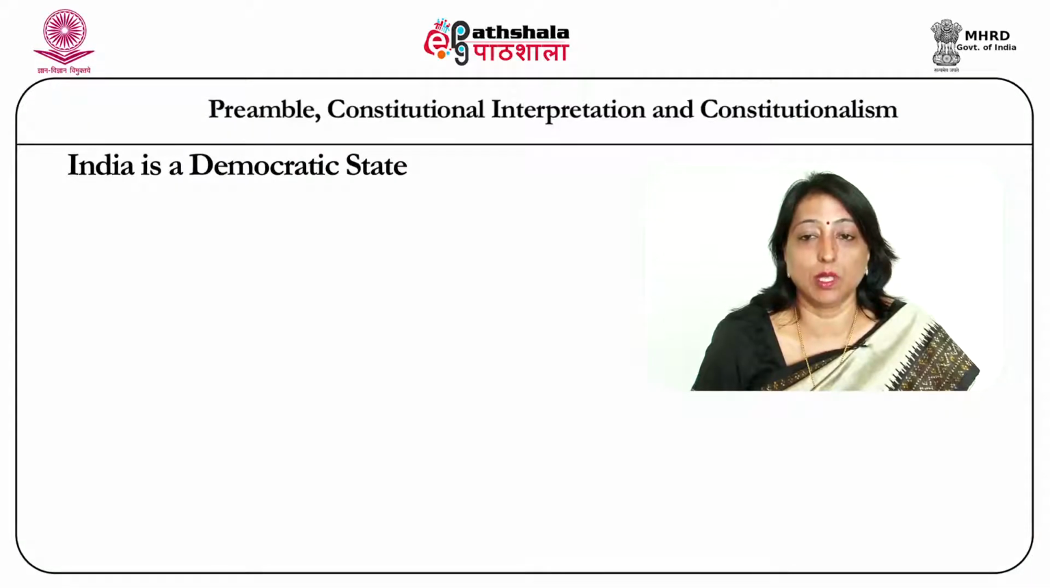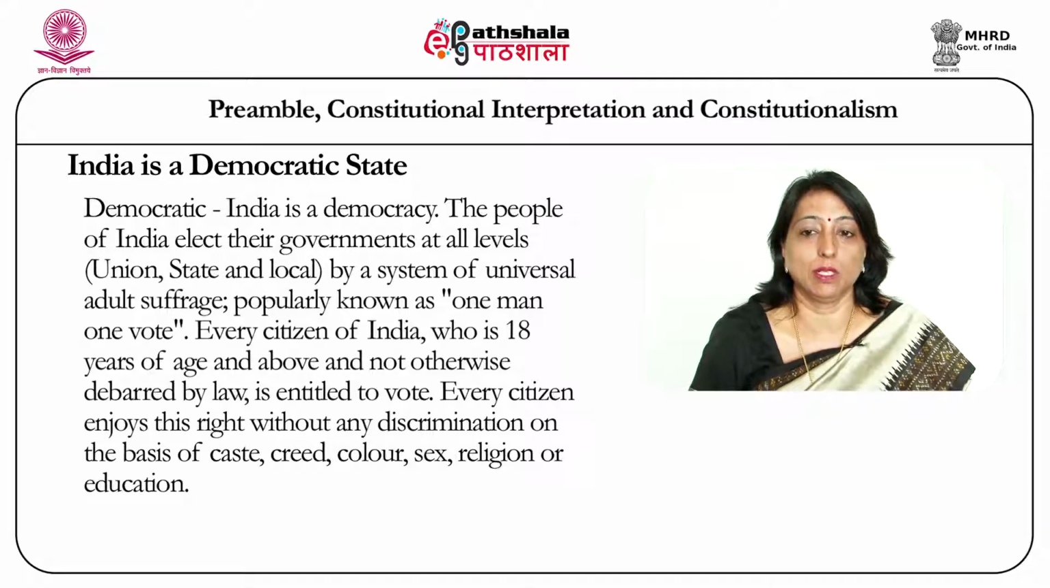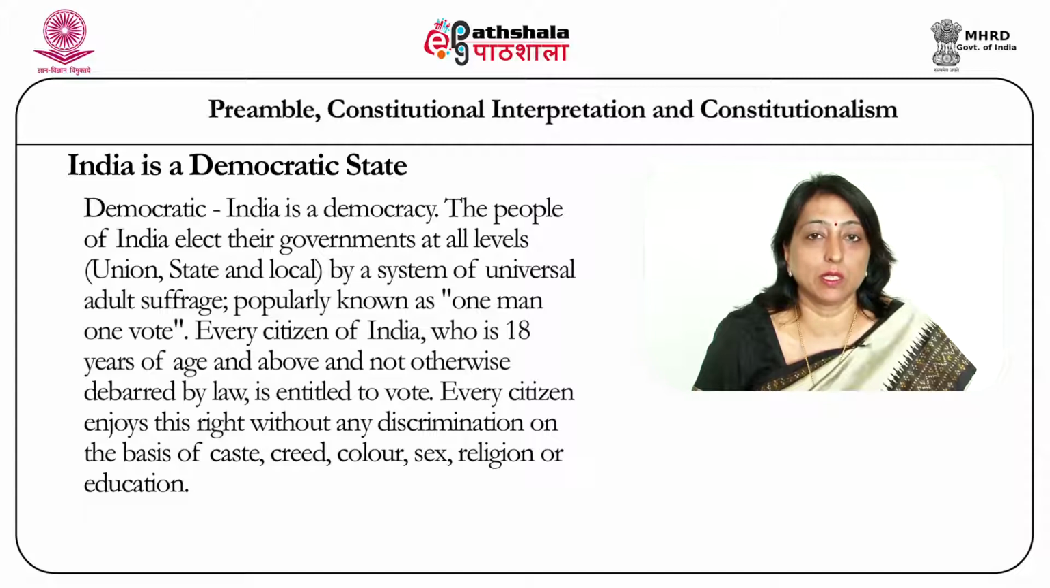Next feature, which is an important one, is that India is a democracy. The people of India elect their governments at all levels, be it the union, state and local level, by a system which we all know as the universal adult franchise, popularly known in our country as one man, one vote. Every citizen of India who is 18 years of age and above, and who is not otherwise debarred by law, is entitled to vote. Every citizen enjoys this right without any discrimination on the basis of caste, creed, color, sex, religion or education.